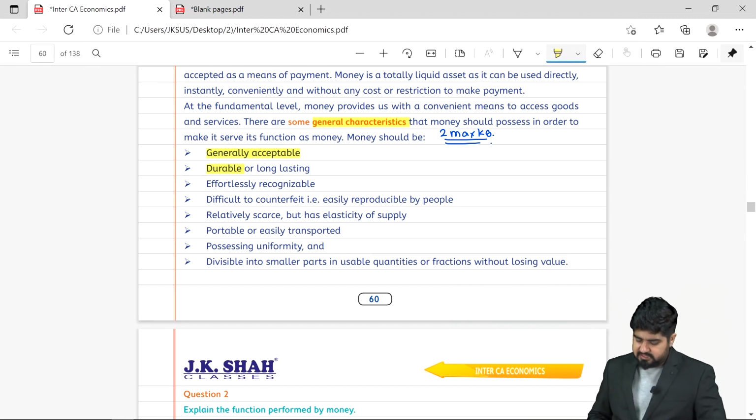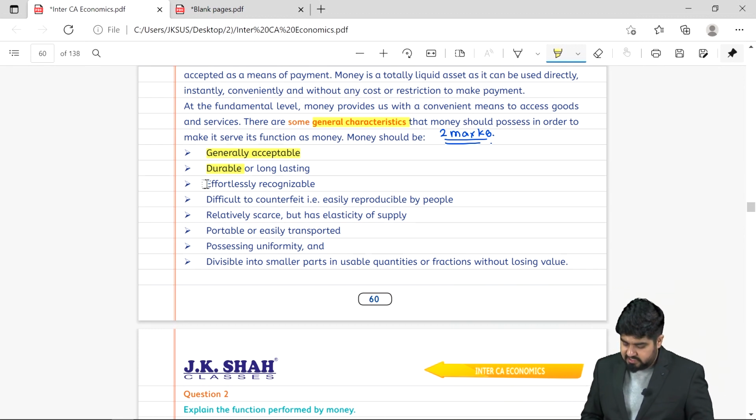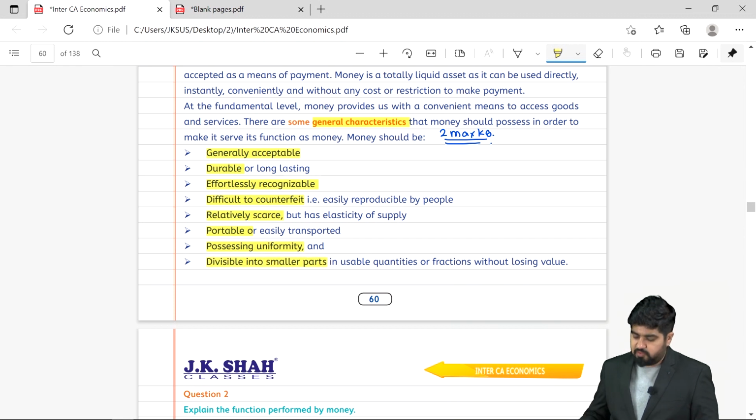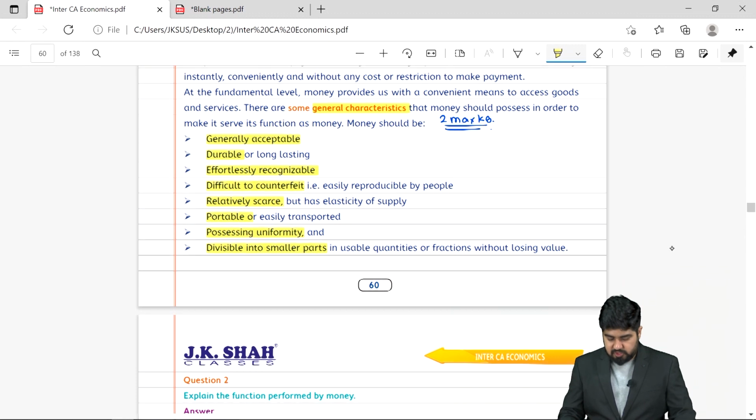So our currency is durable in nature, easy to recognize, difficult to counterfeit, no one should be able to copy it, it should be relatively scarce, it should be portable, that means easy to transport from one place to another, it should possess uniformity, and it should be divisible into smaller parts, that is, it can be divided into smaller units.